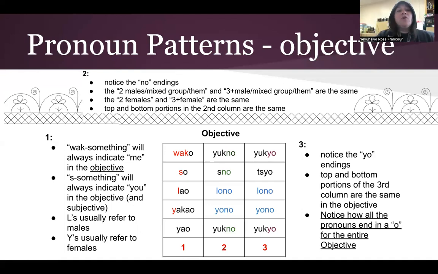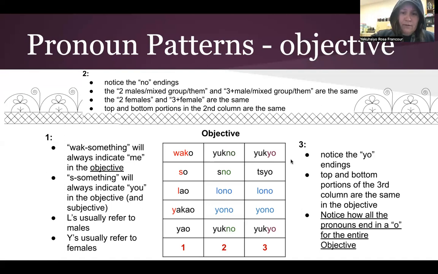Okay, objective. Notice the no, N-O ending in the second column. It's only in 3 of them though. It's in yungno, snow, and yungno. Okay. Remember 2 males and 3 or more males in the second and third columns, exactly the same pronoun. Lono, lono. Same with the females, second and third column, pronouns are exactly the same. Yono, yono. Remember the top and the bottom. That would be me and you, me and someone, exactly the same pronoun.